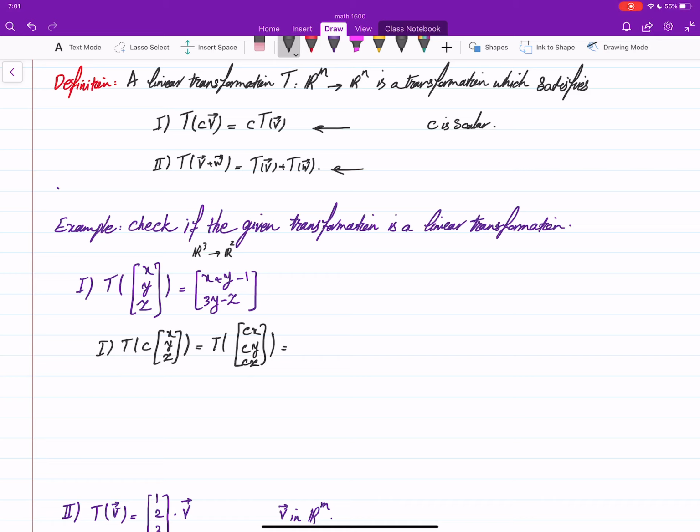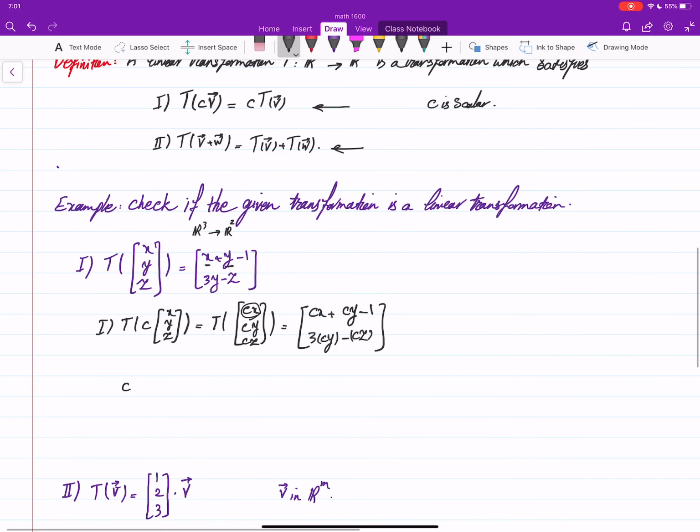Now, T of Cx, you see the first component is now Cx, and what does T do? It adds the first component to the second component, so it will add Cx, Cy, then minus 1, and here 3Cy minus Cz, the third component. Well, that is T of Cxyz.